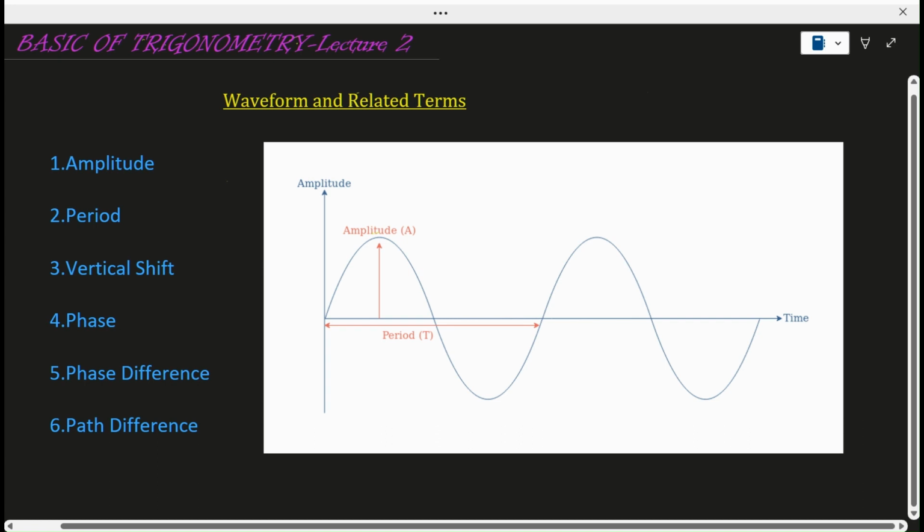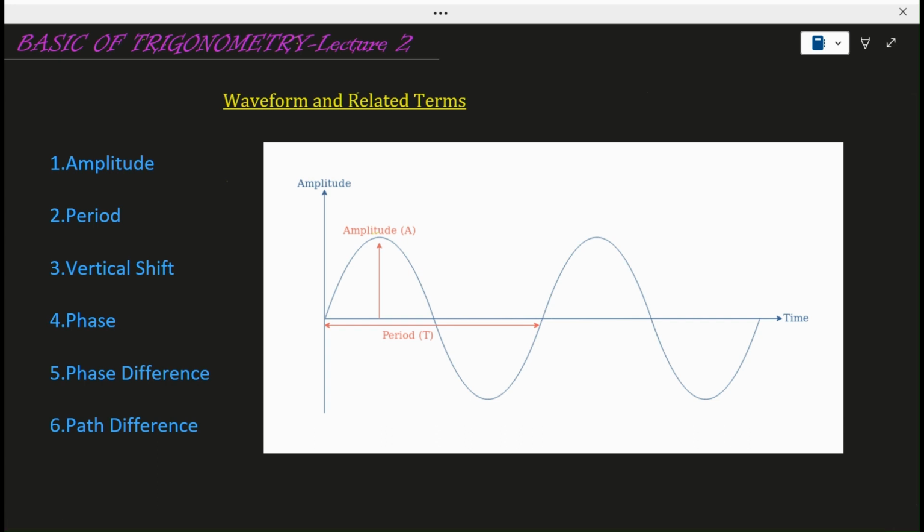Hello everyone. So today we will be having lecture 2 of our topic, basics of trigonometry.